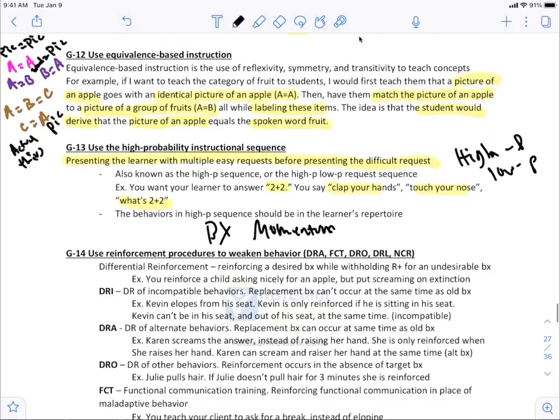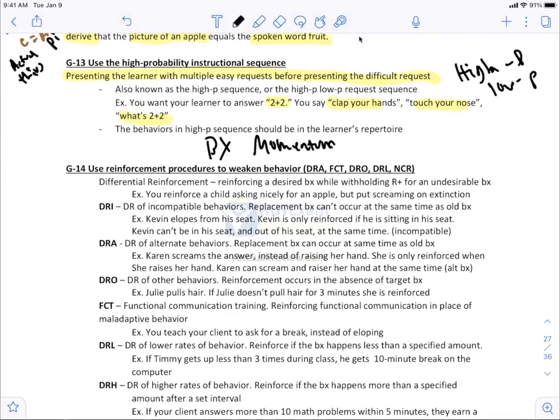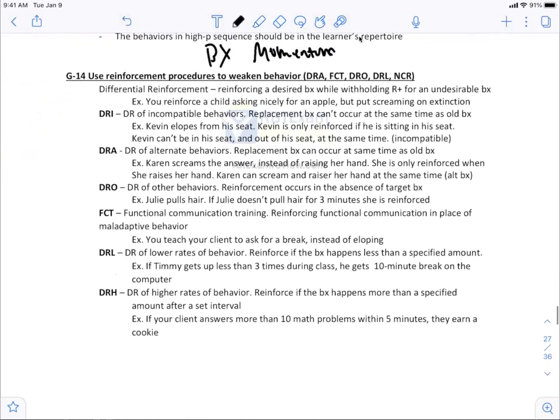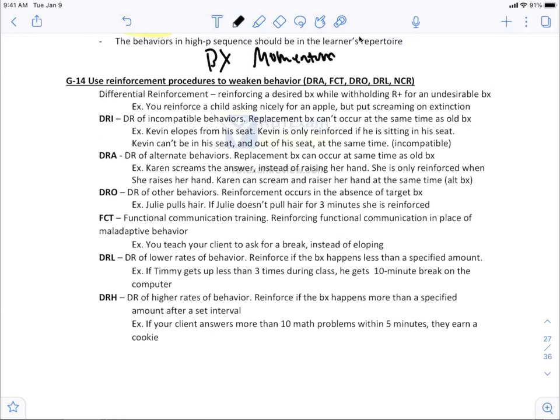All right, differential reinforcement procedures, or reinforcement procedures to weaken behavior. We're talking about reinforcing one behavior and putting other behaviors on extinction. So let's start with our easy ones: DRI, DRA, DRO. DRI and DRA, what are they doing? We are teaching what? Replacement behaviors.